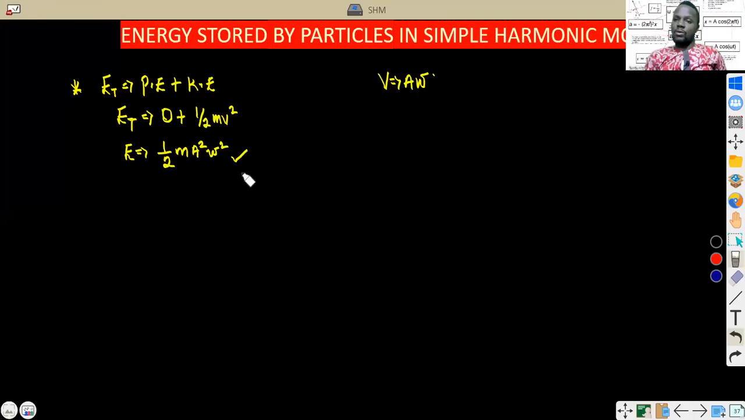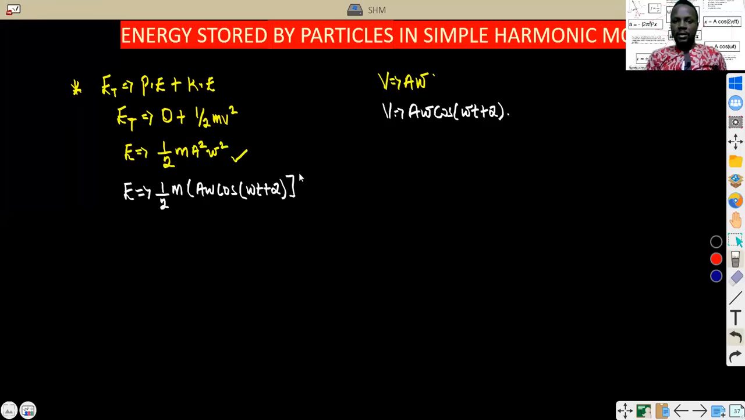This is basically what I believe you have studied in your classes. So again, we can also write it as a function of time. Remember velocity as a function of time, the velocity formula is a omega cos of what? Omega t plus alpha, right? So when you write total energy in this form, I'm not going to waste your time, half m, I have v squared now. I'm having a omega cos of omega t plus alpha, and I close the big bracket, all squared.